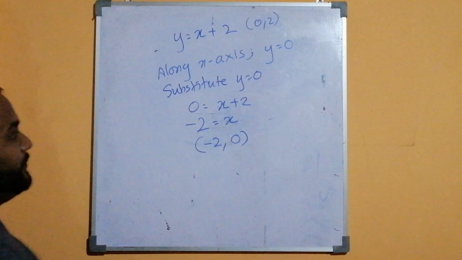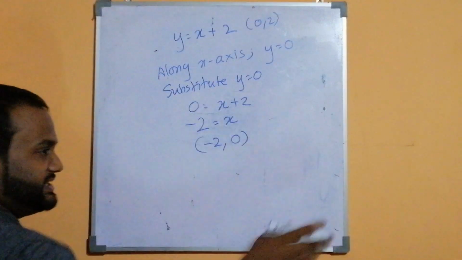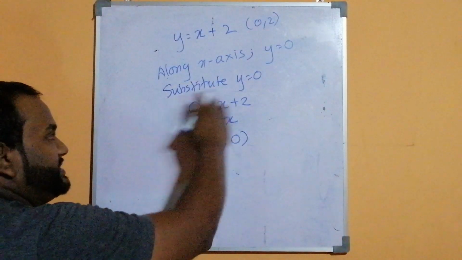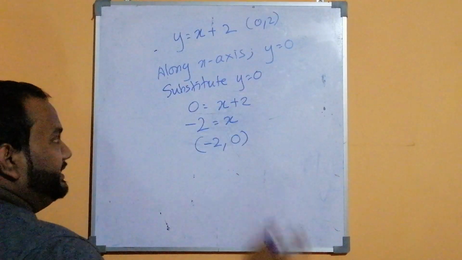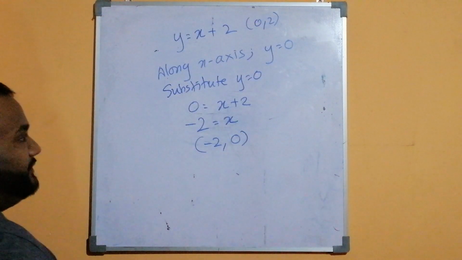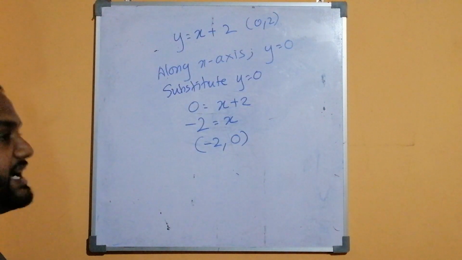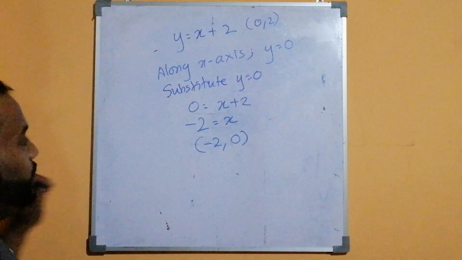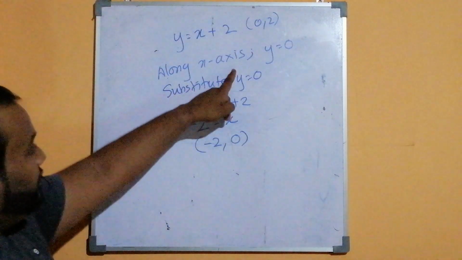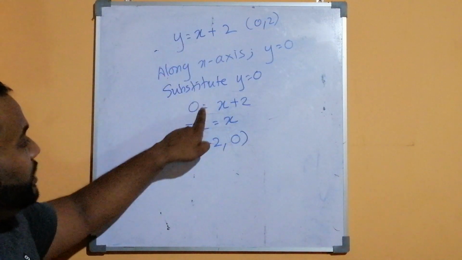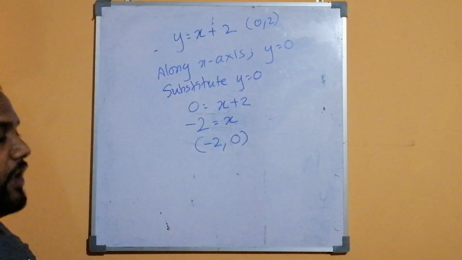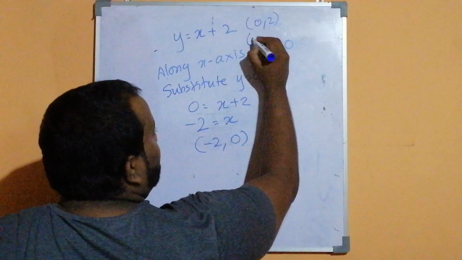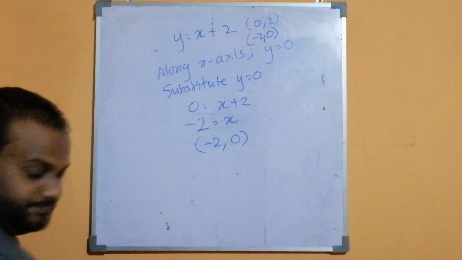Previously, we were to find the coordinate where the graph cuts the y-axis. Then along the y-axis, the x coordinate was 0. We substituted x equals 0. In this case, we have to find where the graph cuts the x-axis. Along the x-axis, y coordinates are 0. Therefore, instead of y, we put 0. And the coordinate is found to be minus 2, 0. Let's write the coordinate minus 2, 0.